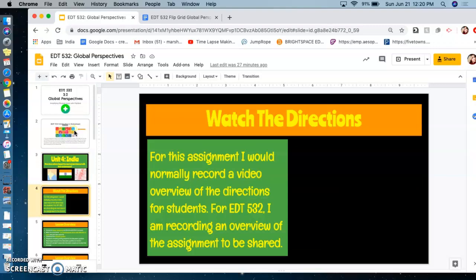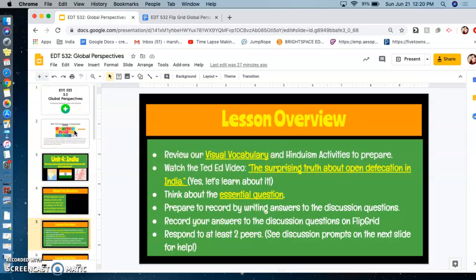In remote learning, I always record the directions and an overview of the assignment and the materials that will be used, and I think it's a really important way to help the students engage in the lesson. And I also provide a written lesson overview. So for this lesson, I would remind students about our previous learning with visual vocabulary and the activities we did to learn about Hinduism. And then I would introduce the actual resource.